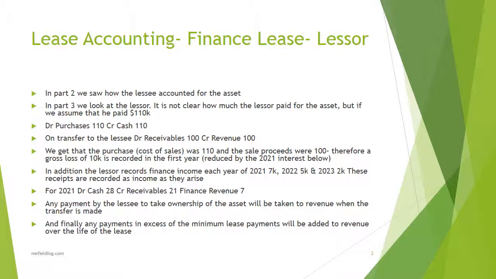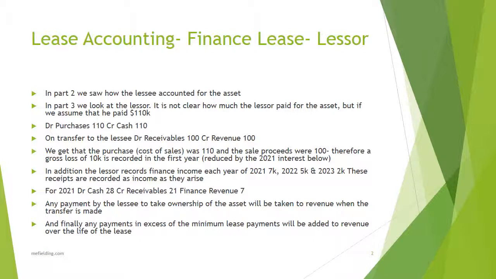So remember that these are the minimum lease payments, but it's quite likely that the lessee will be paying more than the minimum lease payments. So those payments go through as well. So therefore, in the books and records of your lessor, you've got this revenue in year 1, which is transfer of the asset at the value of the minimum lease payments.